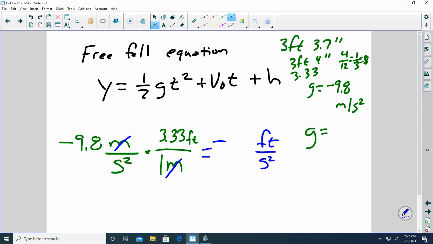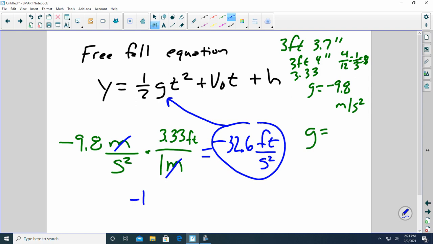Yes, 32. Okay, that sounds good to me. So that means I can plug this in for g. What is half of negative 32.6? Okay, so negative 16.3 t squared plus v naught t plus h. Okay.